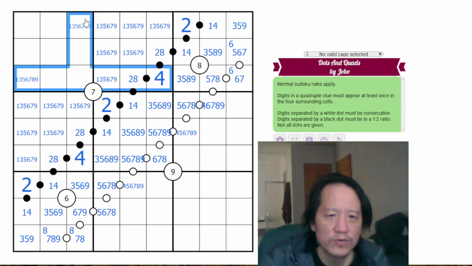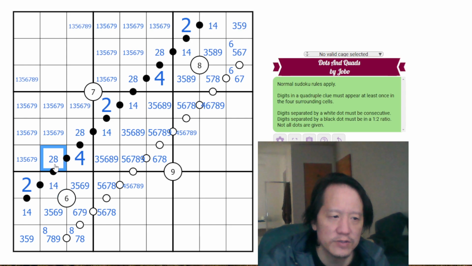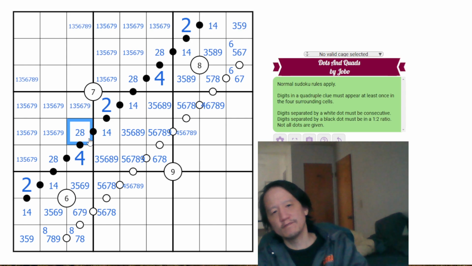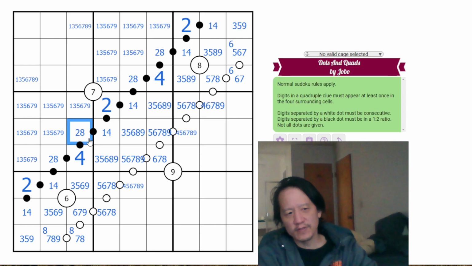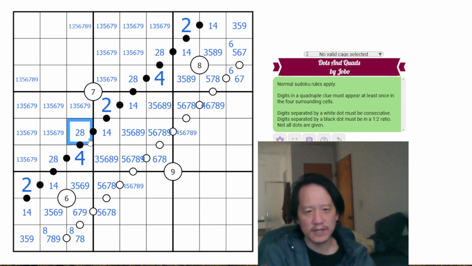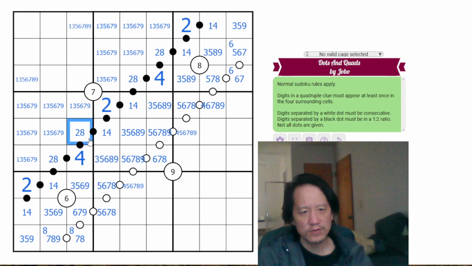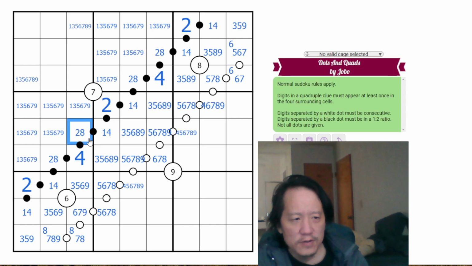This can't be 4. This can't be 4. What are the possibilities here? Obviously, if this is a 1, this has to be 2. Which makes that 8 and 4. But the problem I ran into is that that's not a guarantee for 4, though.